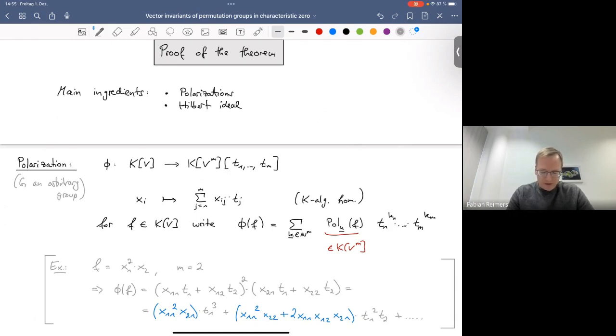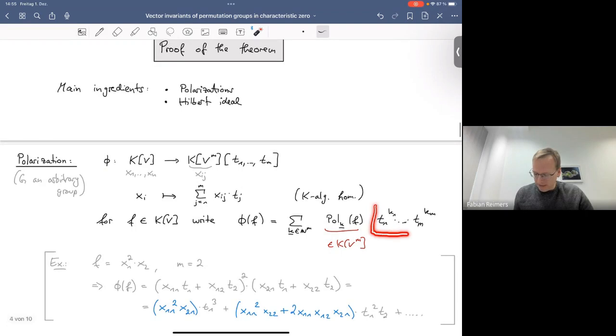So we look at the following K-algebra homomorphism coming from the coordinate ring of V. Remember, here we had the variables x1 up to xn, and then the variables with a double index x_ij. Then we add additional indeterminates t1 up to tm, and we replace x_i by the sum over j of x_ij t_j. We look at this K-algebra homomorphism, and then simply what we do is, if we have a polynomial, we plug it into this map phi, and then we recover the multi-homogeneous part, if you want.